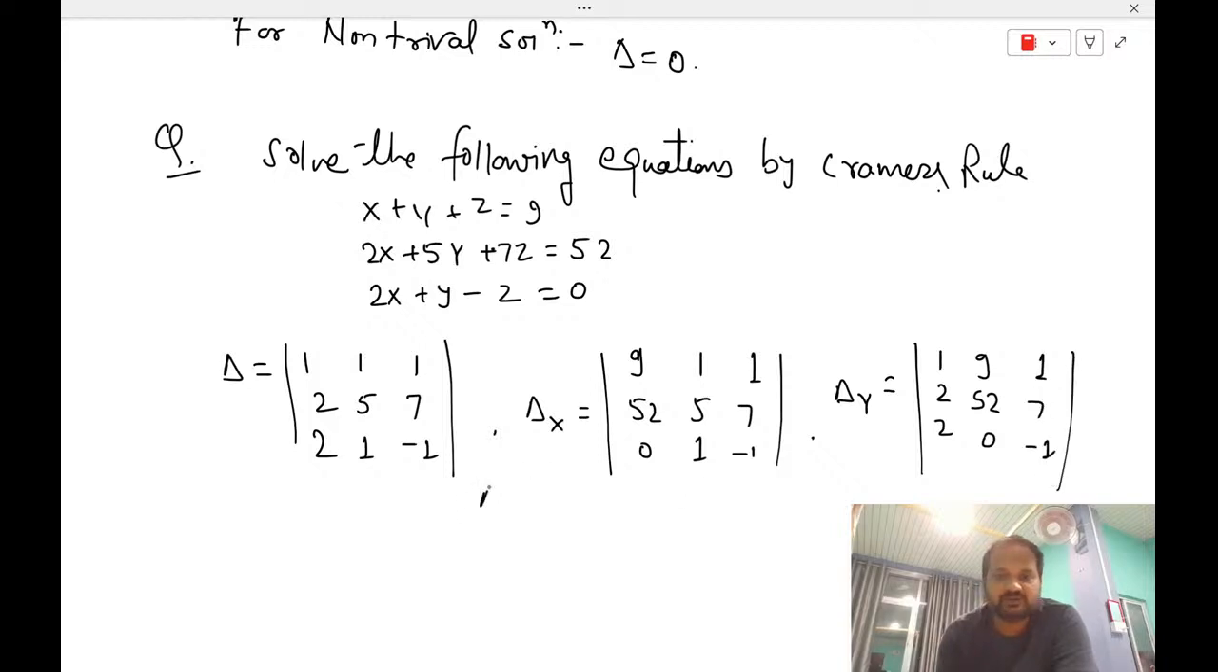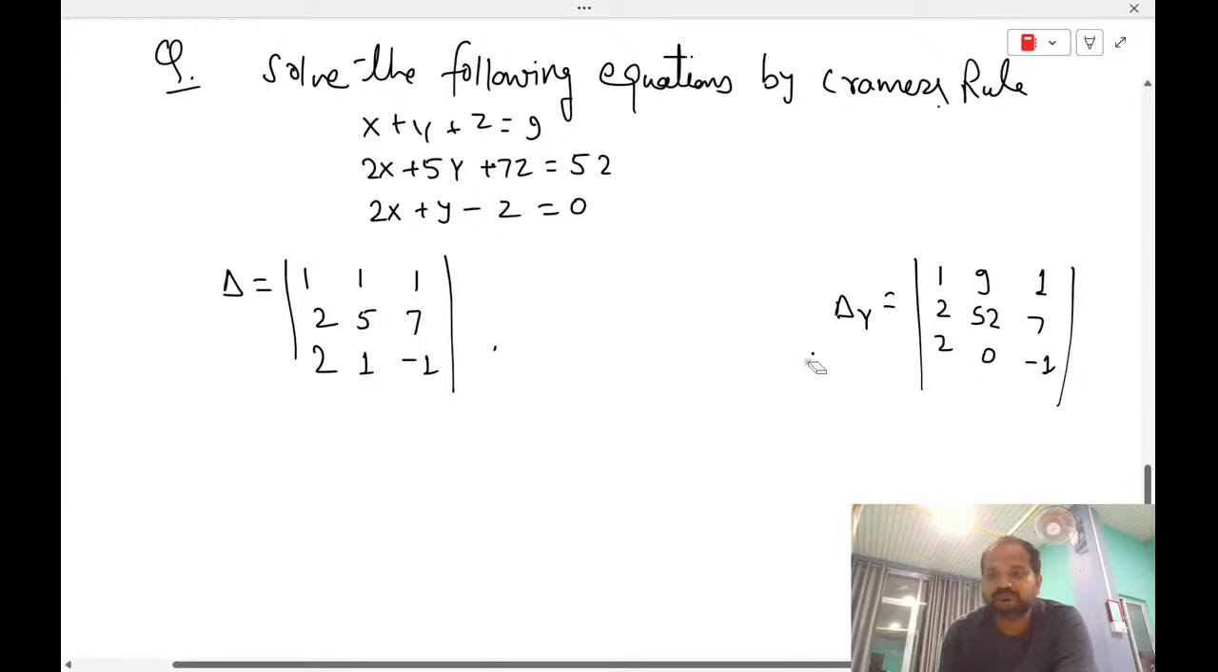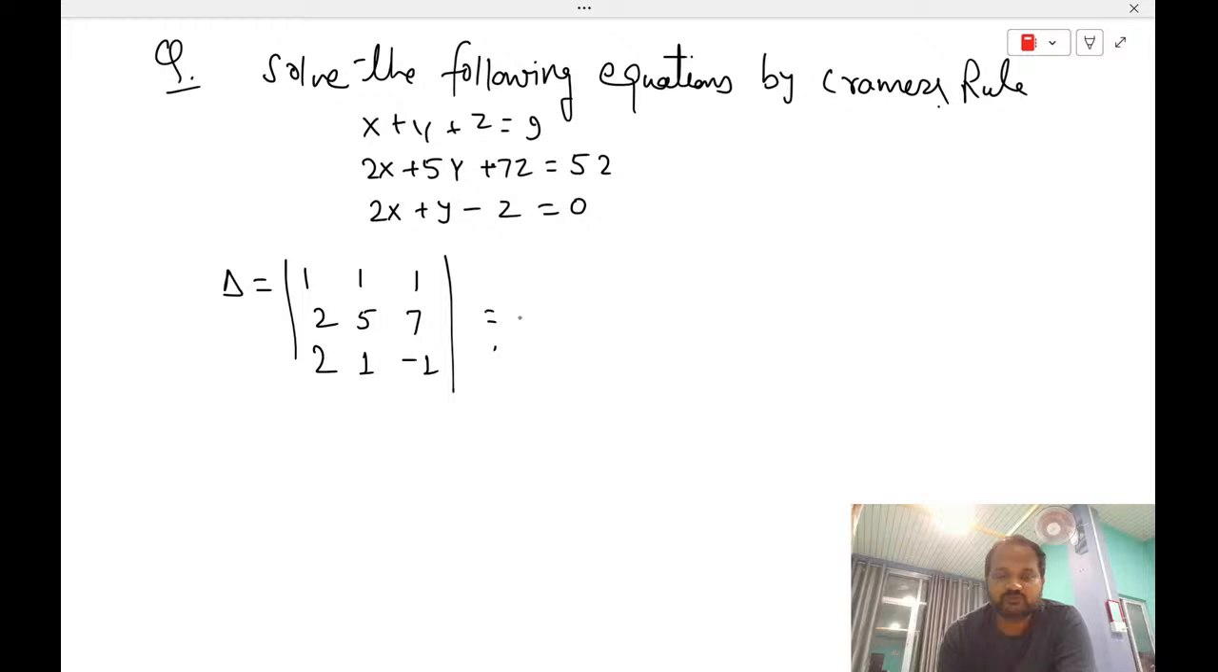And delta z we can write similarly. First of all, we will solve this one. Okay. So what is the delta value? First of all, we will check whether the solutions are unique or not. From here, we can expand along any row or column. So here we are expanding along the first row.